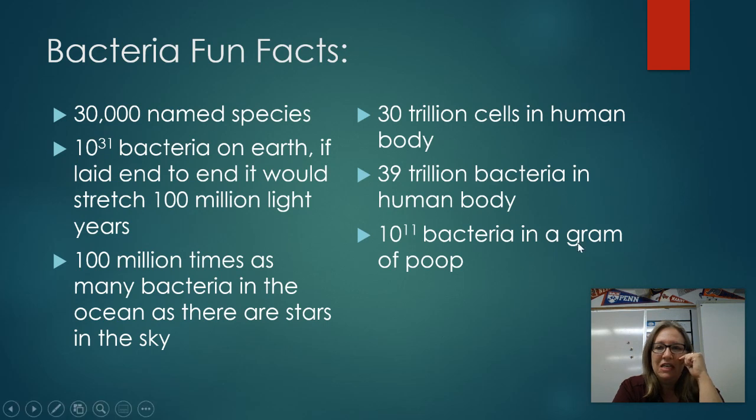If we had a single gram of poop, there would be a one with 11 zeros after it of bacteria in that single gram of poop. Wild, crazy, huge numbers. Good thing they're so small. Good thing our immune systems work so well. Good thing we wash our hands regularly to get the bacteria off of there, right? All right.